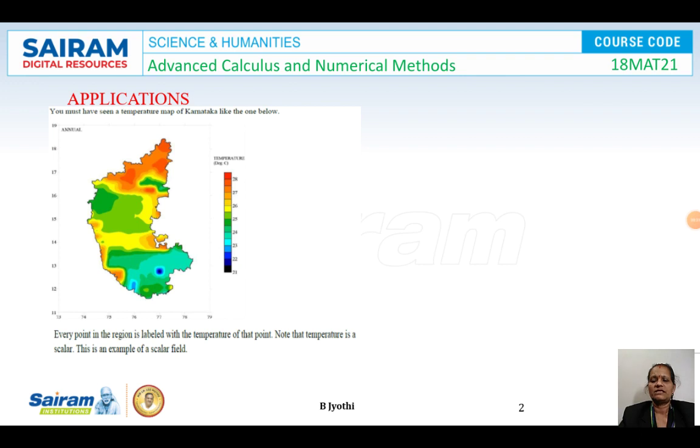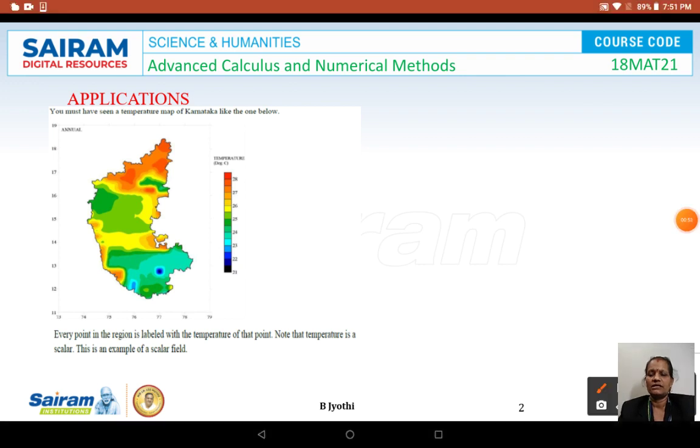So, coming to the first application, you must have seen the temperature map of Karnataka like the one below. You can observe every point of the region is labeled with the temperature of the point. Note that the temperature is a scalar and it is an example of a scalar field. I'll just illustrate here. You can see the color with a higher temperature, and the lowest one is the blue color. So these are all the variations we have, and these are the temperatures observed over here.